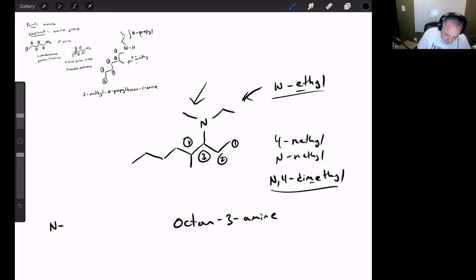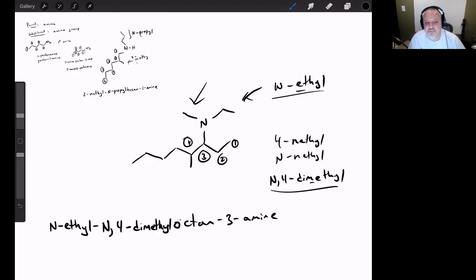So N-ethyl-N,4-dimethyloctan-3-amine. And let's just make sure I'm doing this absolutely correct. This is not a capitalized O. Okay, so this is a treatment of how you do amines. This one is an example of a tertiary amine, and the one we did before was an example of a secondary amine.